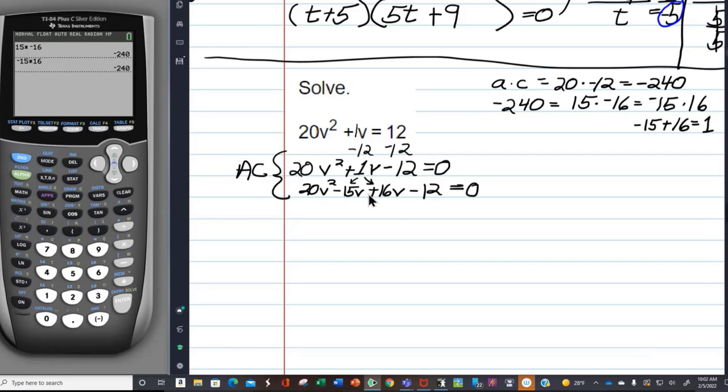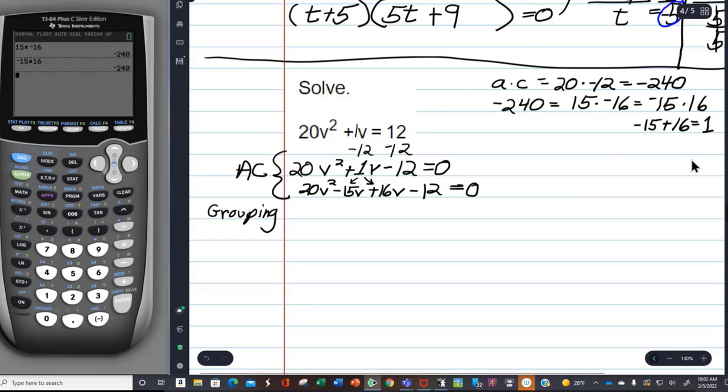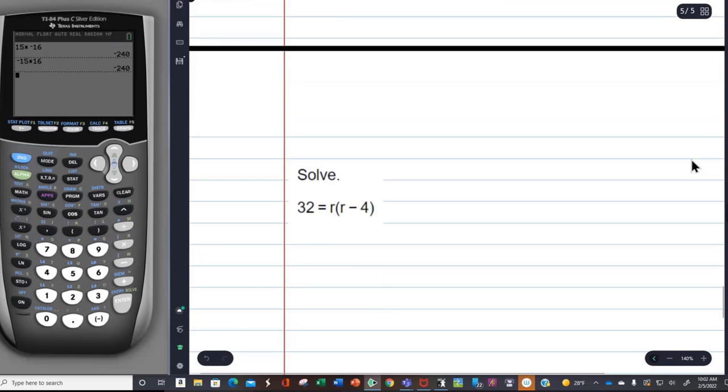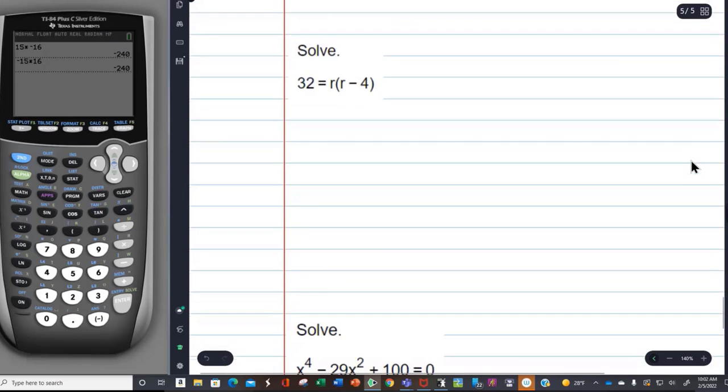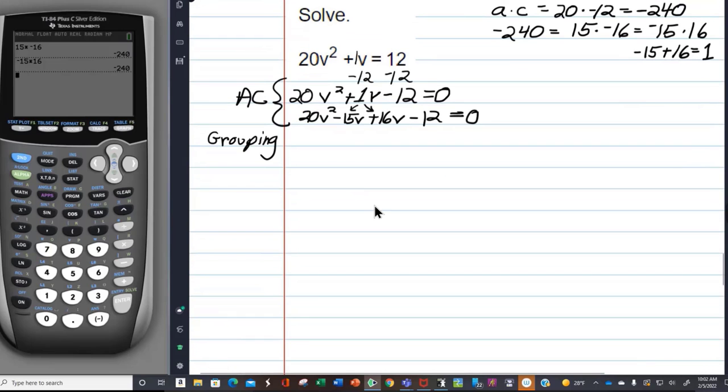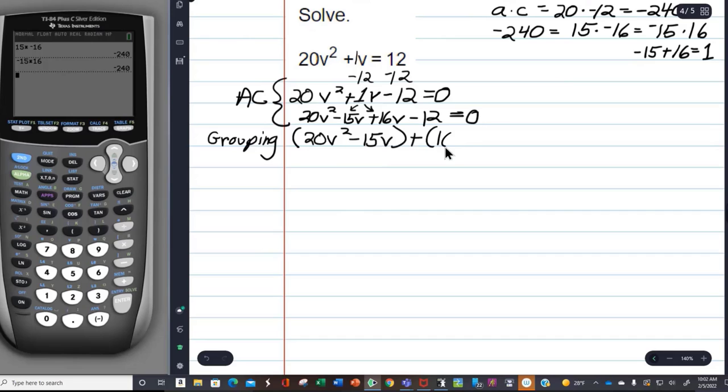AC exists just to give me those two middle terms so that I can do grouping. And that's what I'm going to do now. All right, 20V squared minus 15V plus 16V minus 12 equals 0.